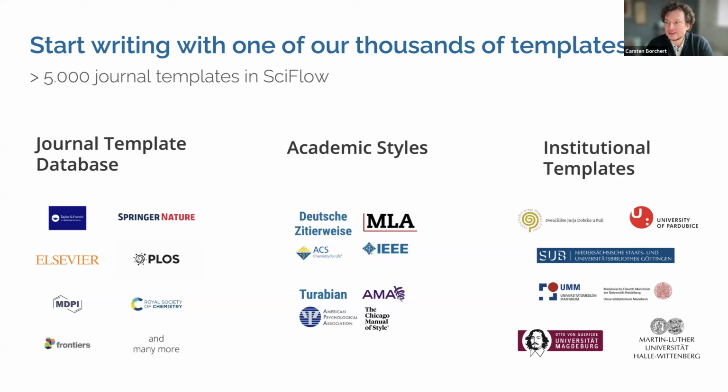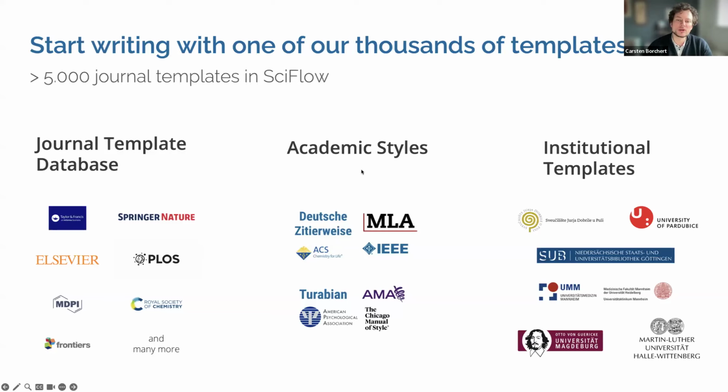So during the trial, you get access to all our templates, which includes over 5,000 journal templates in SciFlow. So we have those templates from the publishers and the open access publishers you know already in SciFlow. And if there is a template missing, you have the chance to request that template directly in SciFlow.